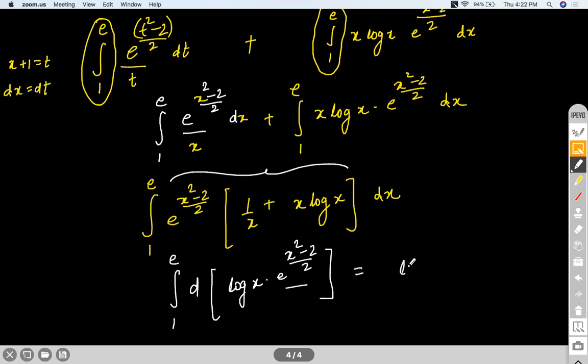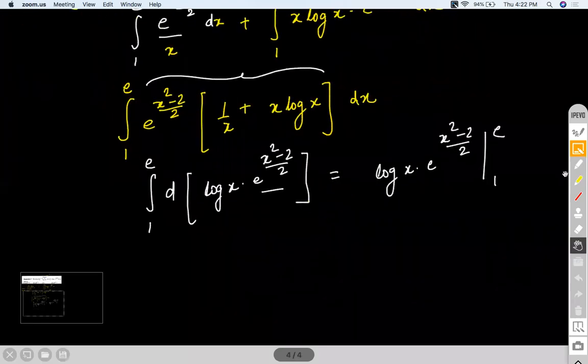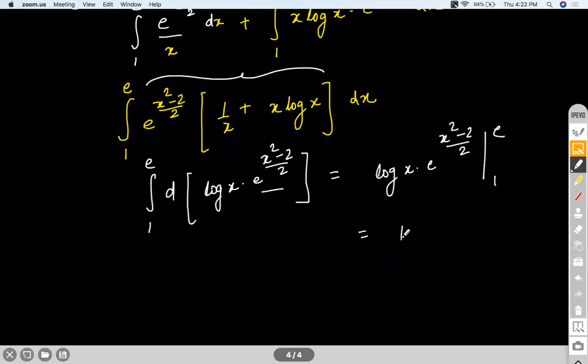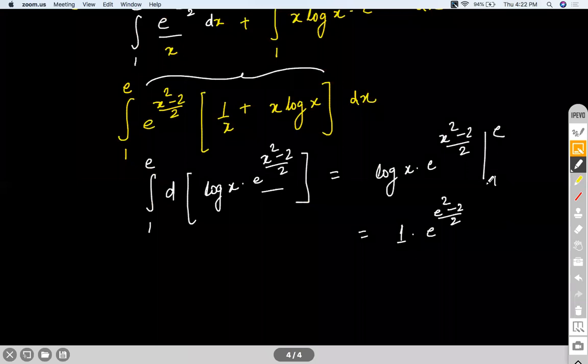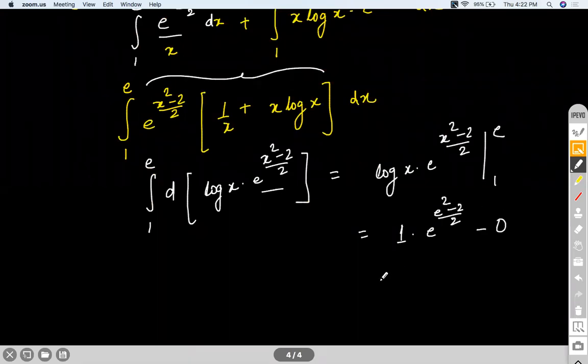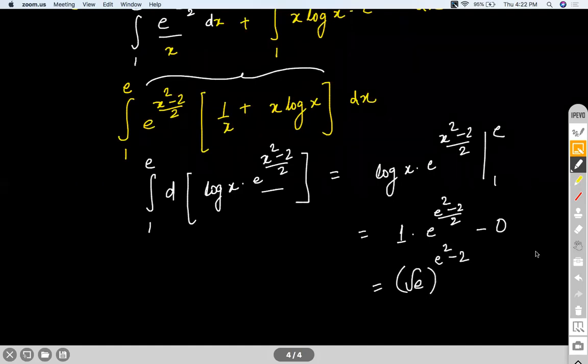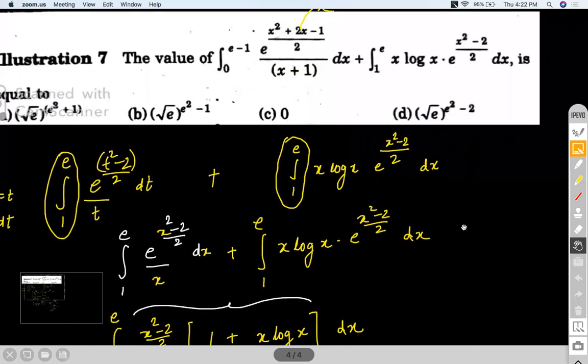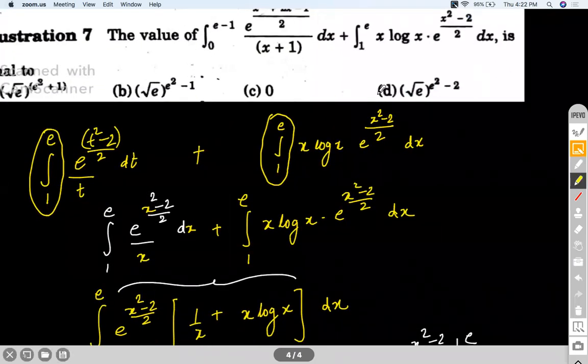So the answer for this will be just log x into e to the power (x square minus 2) by 2. You just have to put the limits of integration now. So when you put e, you get 1 times e to the power (e square minus 2) by 2. And when you put 1, it becomes 0. And this is as good as saying root e to the power of (e square minus 2). I think such an option is present in option number D.